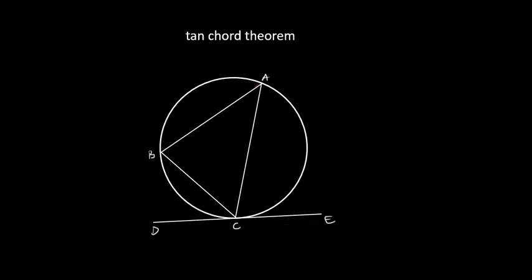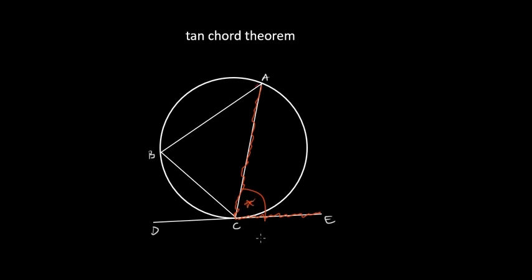Let us now have a look at the tan-chord theorem, or tangent chord theorem. I'm sure you already know what a tangent is and what a chord is. In this diagram, we have chord AB, chord BC, and chord AC. The tangent is line DCE. An angle between a tangent and a chord is called a tan-chord angle.